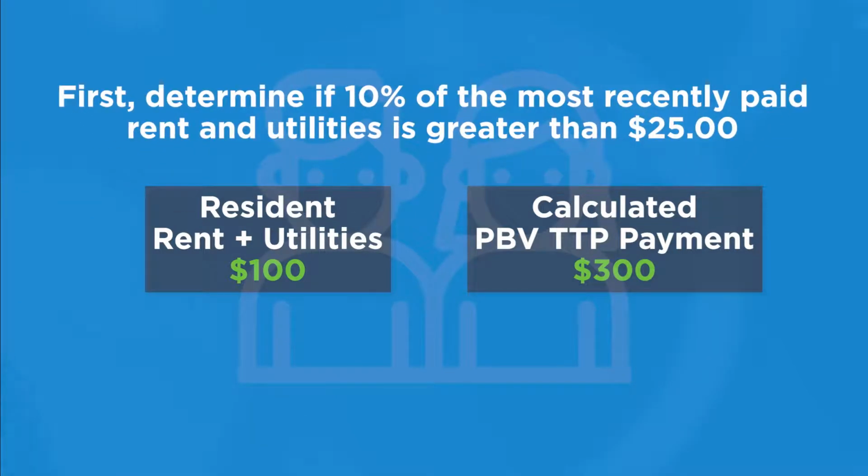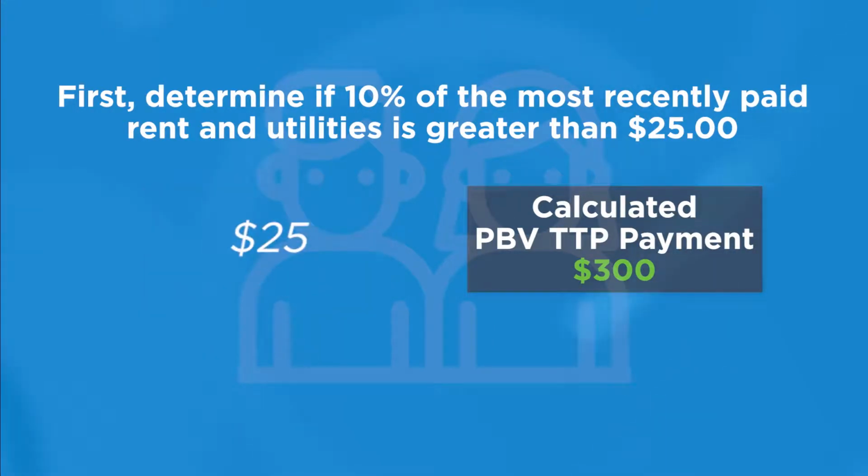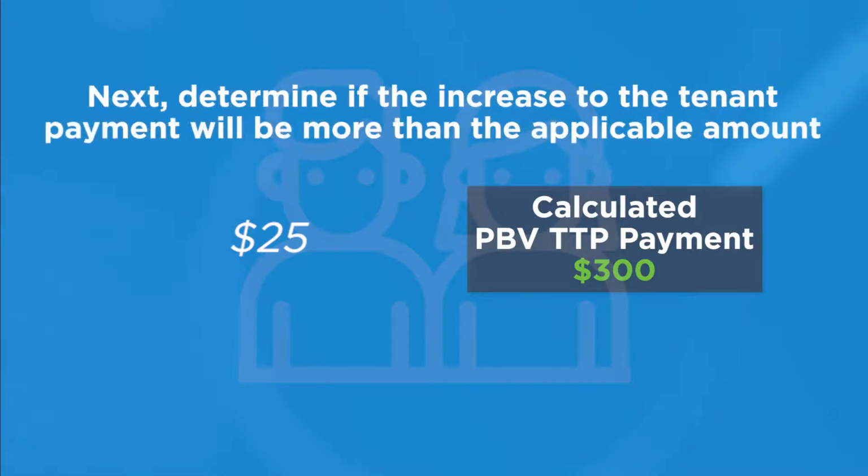First, the PHA determines which is greater, 10% of the most recently paid rent and utilities or $25. In this case, 10% of $100 is $10, so $25 is the greater amount. So $25 will be the applicable amount to determine if the family's rent must be phased in. Next, the PHA determines if the increase to the tenant payment will be more than the applicable amount.